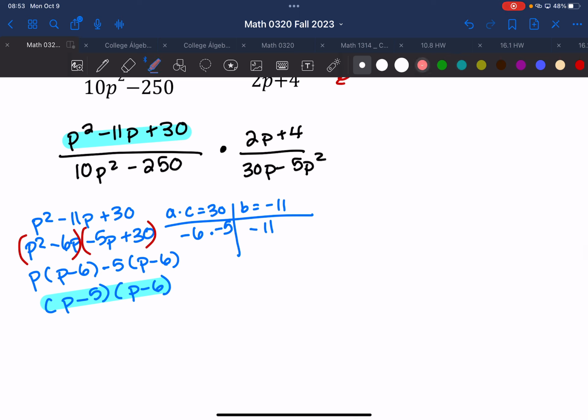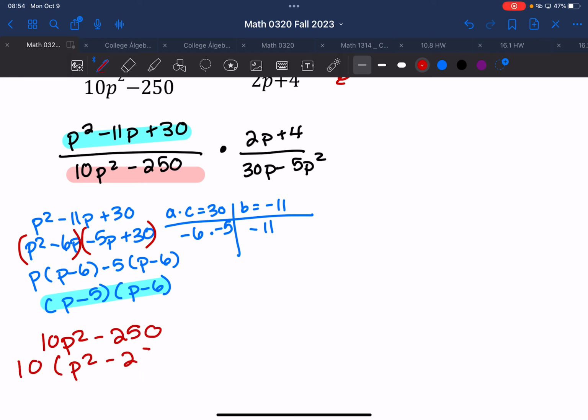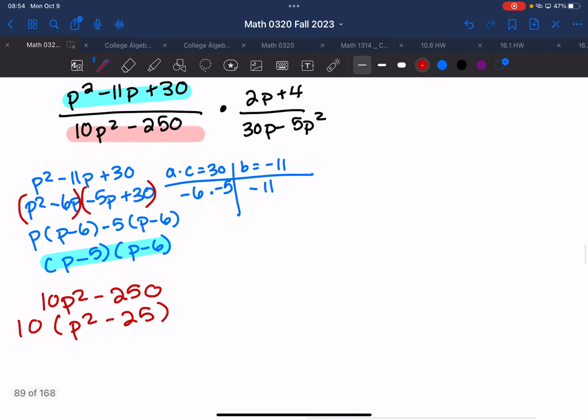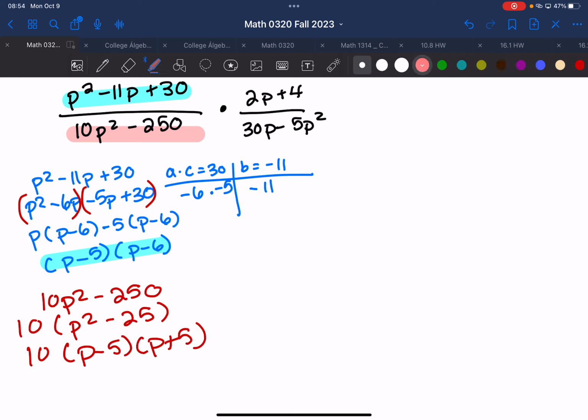What can we do with the denominator part? Good, we could take out a 10, so I have 10p squared minus 250. If I take out a 10, I'm left with p squared minus 25. Can that reduce further? Why? What is that p squared minus 25? Perfect square. So I have 10 times p minus 5, p plus 5. That is going to go in the place of that denominator. Okay.